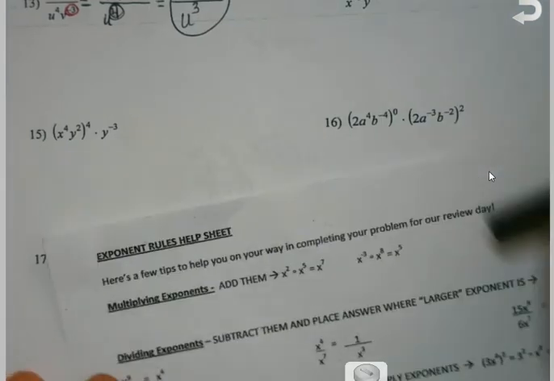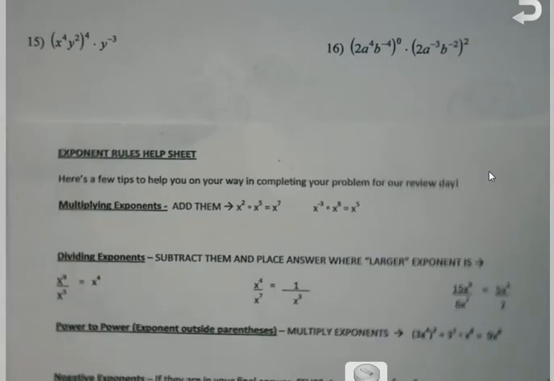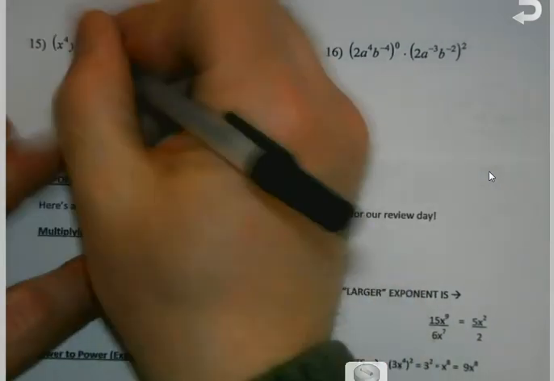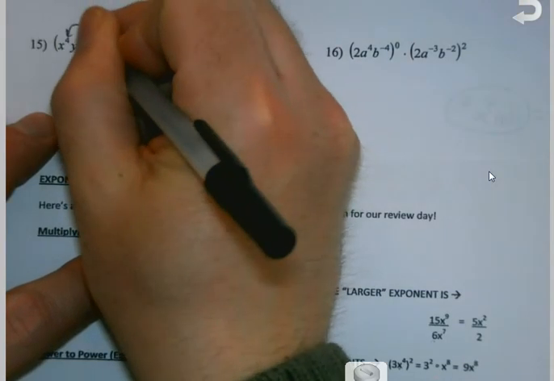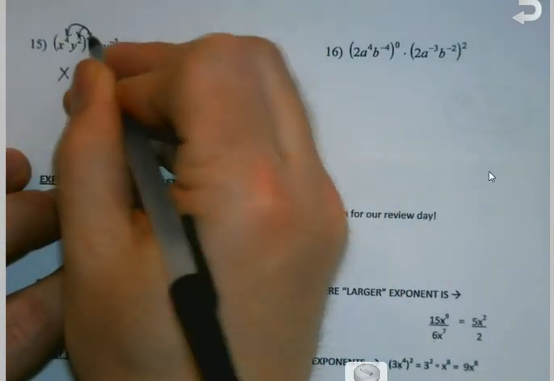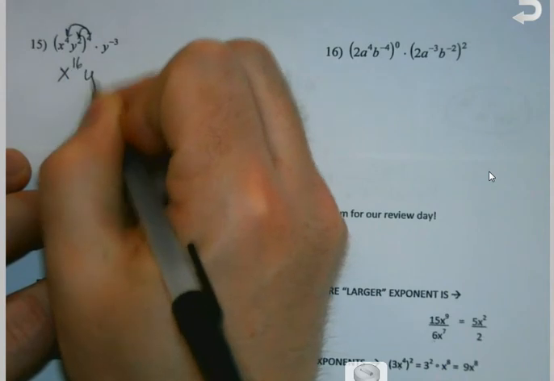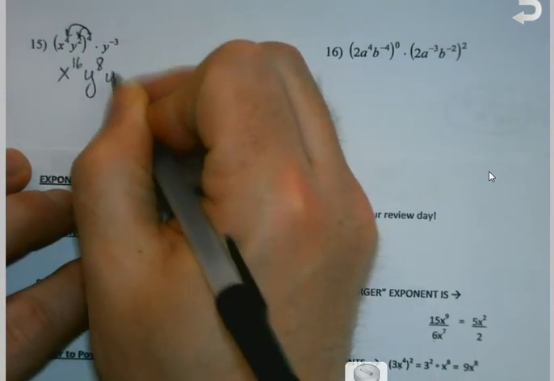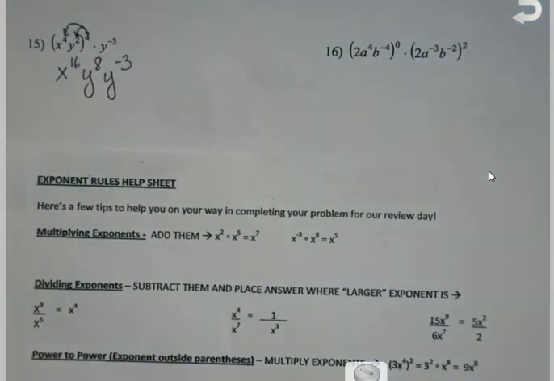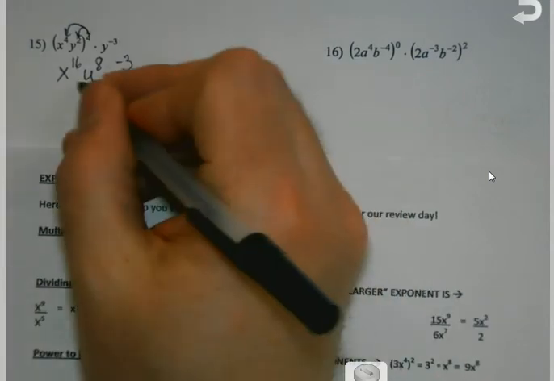So if I get to a problem, let's say like 15, I go, okay. On 15, I've got parentheses. I always want to deal with those first. So I multiply those. Now, could I flip my negative exponent right now? I could. It probably isn't even a bad idea.